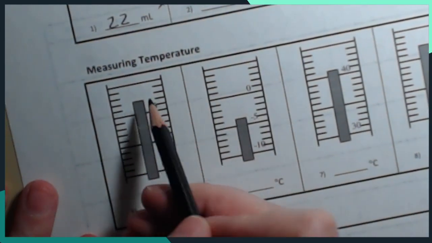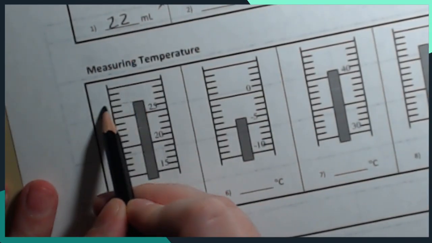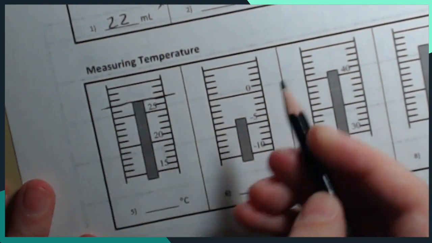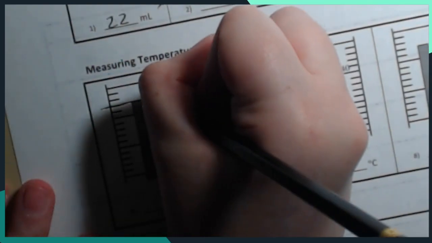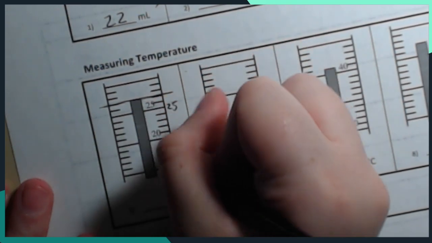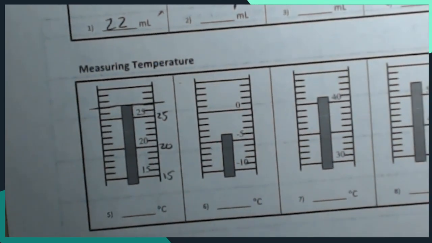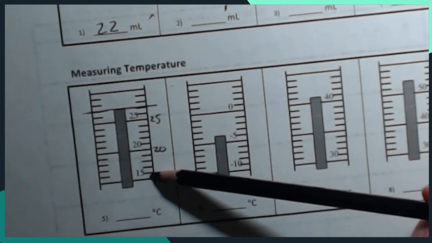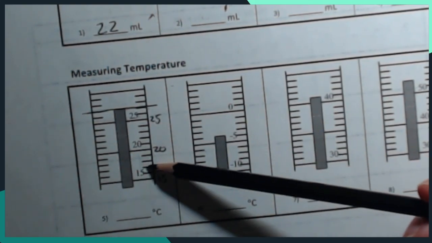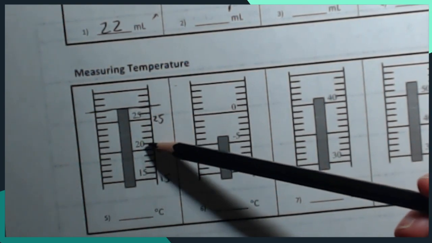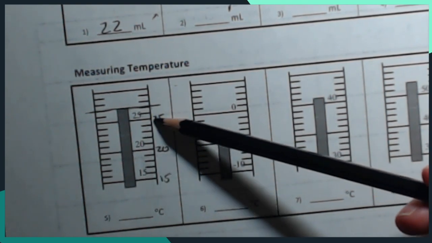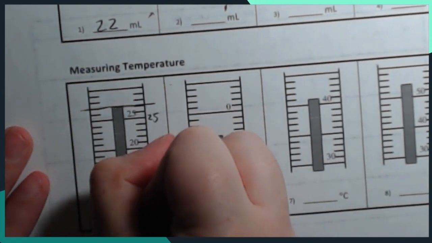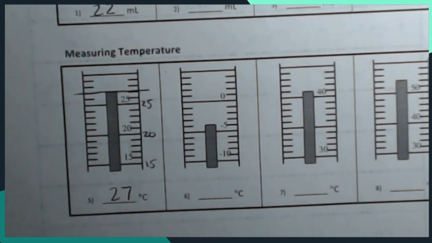You want to read the top of the line. So I'm going to do the same thing I did with the meniscus. I'm just going to do it at the top there. Okay? 25, 20, 15. It is going up by 5 each time. So we got 15, 16, 17, 18, 19, 20, 21, 22, 23, 24, 25, 26, 27. So this is 27 degrees Celsius.